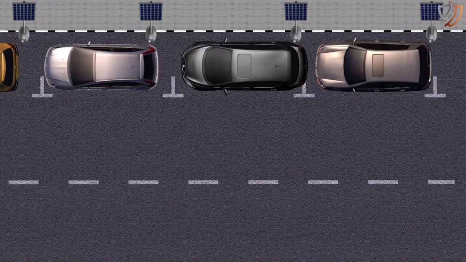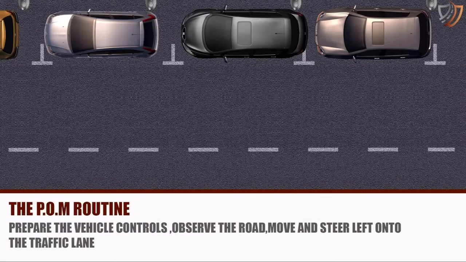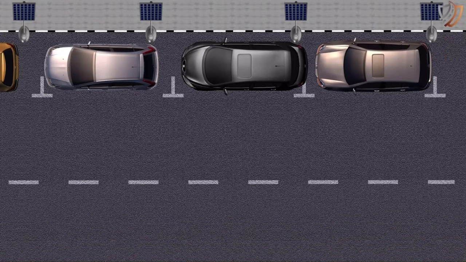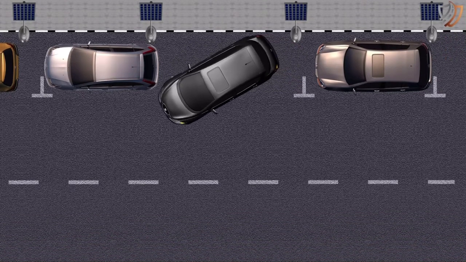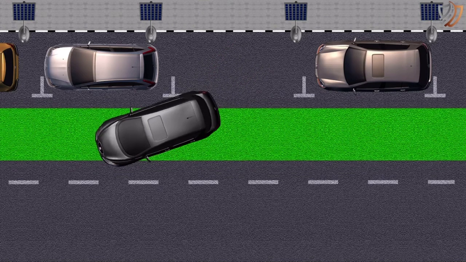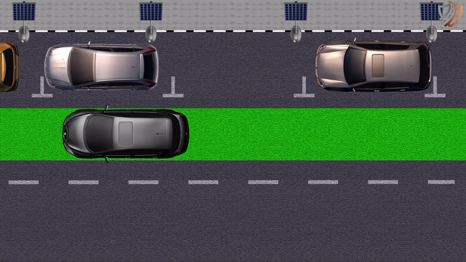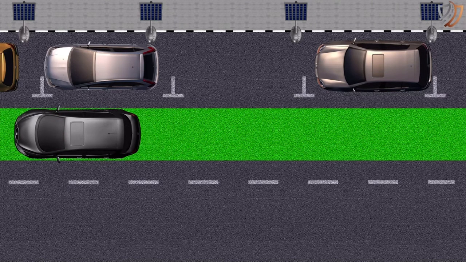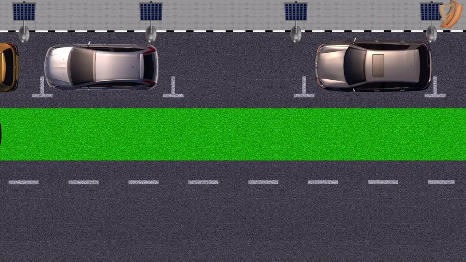Prepare the vehicle controls. Observe the road. Check mirrors, right shoulder. If it is safe to do so, turn on the left signal. Left side mirror, left deep shoulder check. Once the road is clear, move and steer left onto the traffic lane. After entering the traffic stream, check mirrors, cancel the signal, and adjust the speed according to the road conditions, taking into consideration the speed limit.